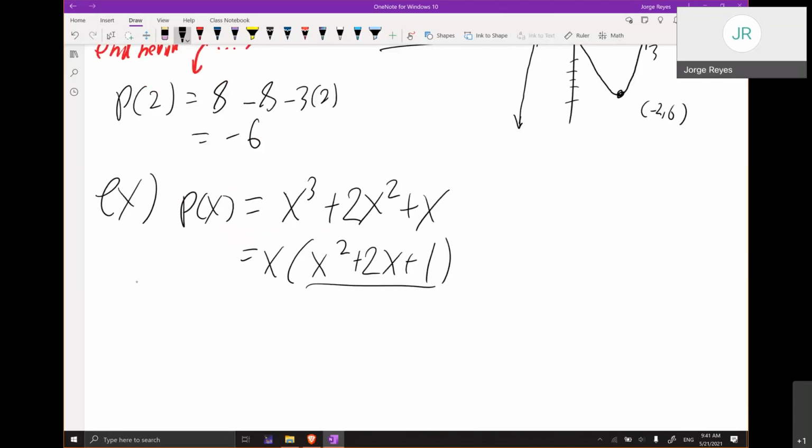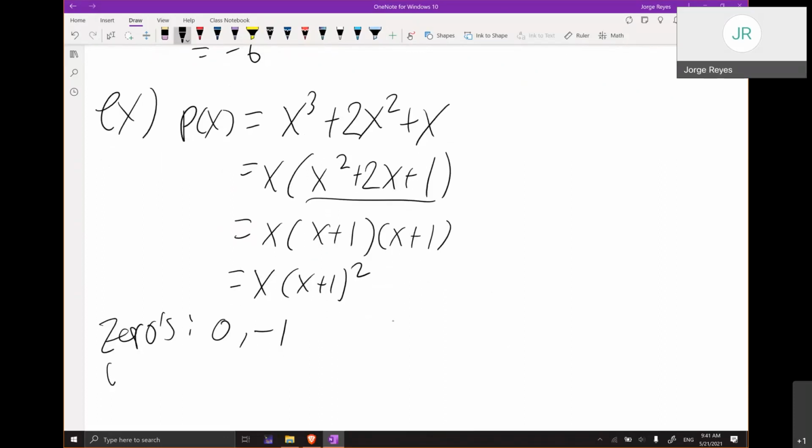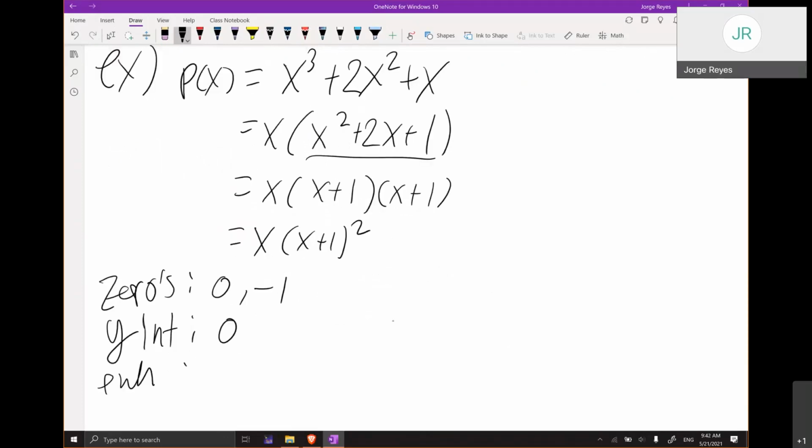And then I don't know if this looks familiar to you yet. Hopefully it does. But if it doesn't, just try and factor. It's actually this thing, okay? Which is this, okay? So you have 2 zeros, right? Your zeros are 0 and negative 1. The y-intercept is 0, and your end behavior, because this is again a cubic with positive things, so we're gonna do down arrow and then up arrow.